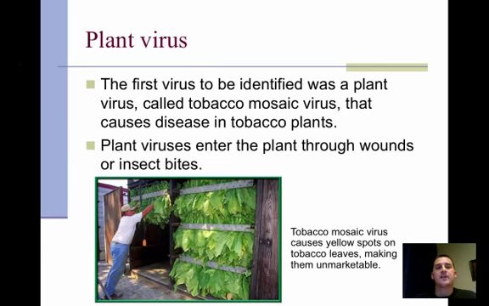Plant viruses. The first virus to be identified was a plant virus. It was called tobacco mosaic virus. It causes diseases in tobacco plants. What it does is it causes yellow spots on the tobacco leaves, which makes them undesirable to tobacco farmers. You smoke tobacco, so if it has these yellow spots on it, you probably don't want it.